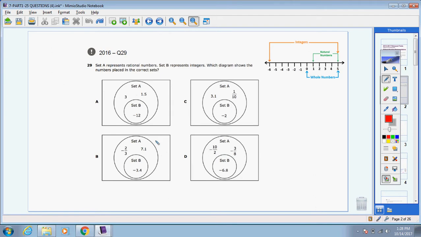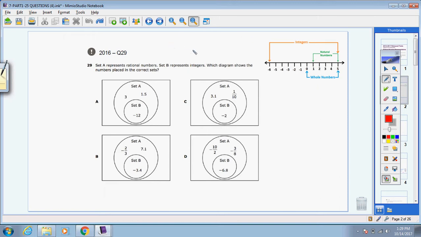Set A represents rational numbers and set B represents integers. Which diagram shows the numbers placed in the correct sets? I put a clue over here. When you used to see a number line in elementary school with whole numbers, that means integers, that means there is no decimal place on the number line. Whenever it says integers, you gotta remember the number line you used to see in elementary school.